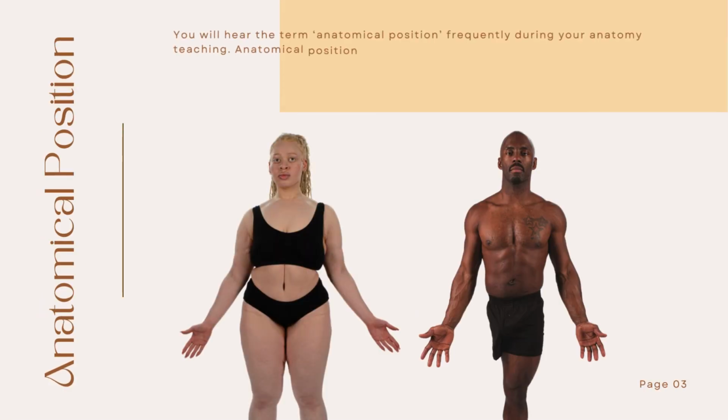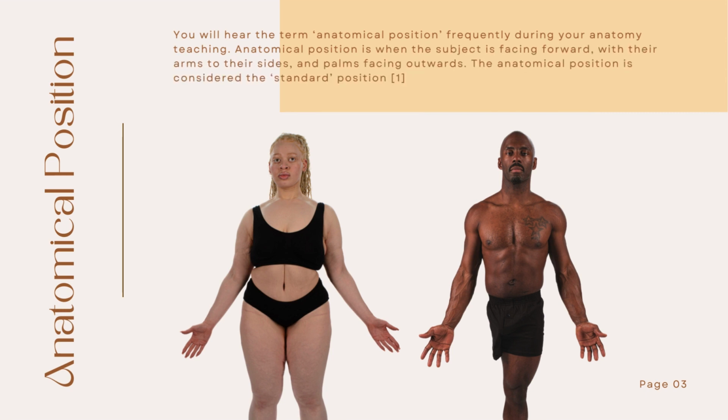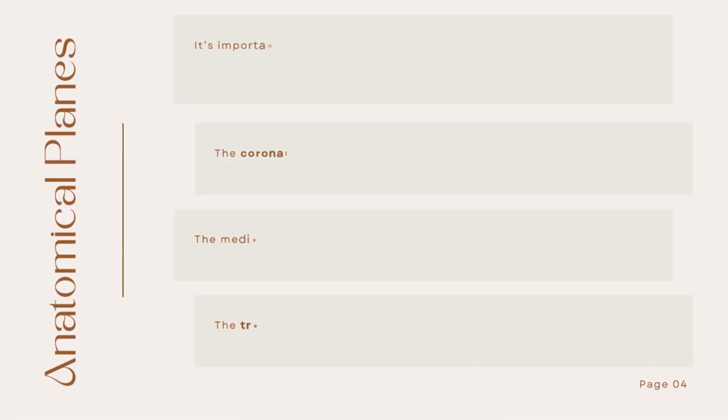First, we have anatomical position. So this is the standard position that you will see subjects in when you're learning anatomy. And what anatomical position means is that the subject will be facing forward with their arms to their sides and their palms facing outwards. Like I said, this is considered the standard position and it's something that we use to compare different things to.